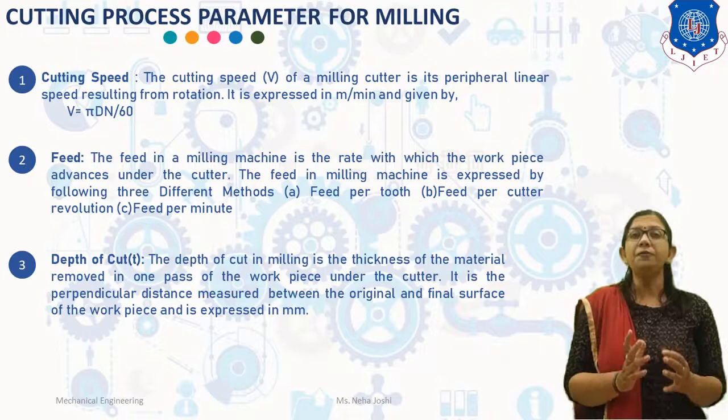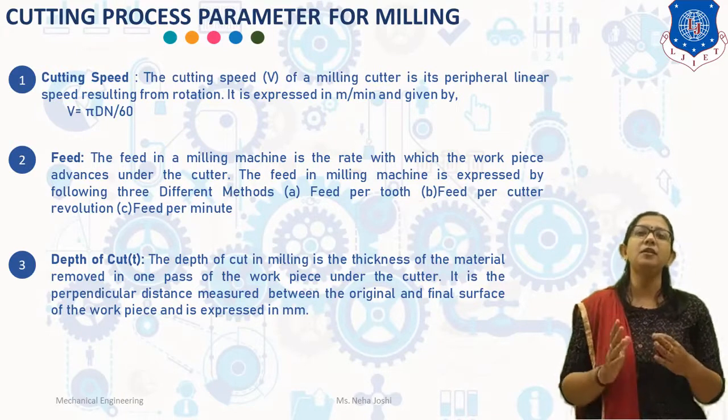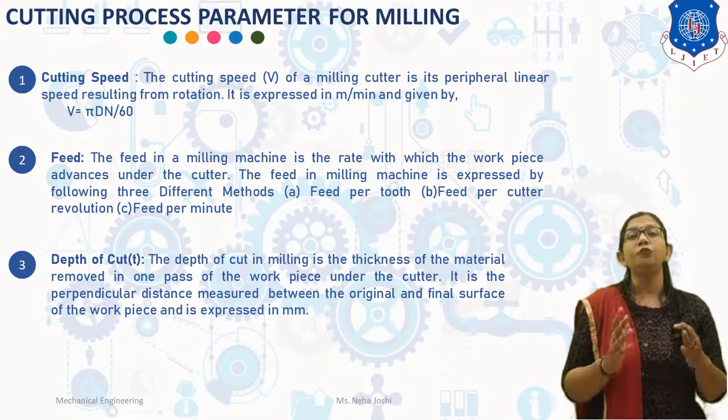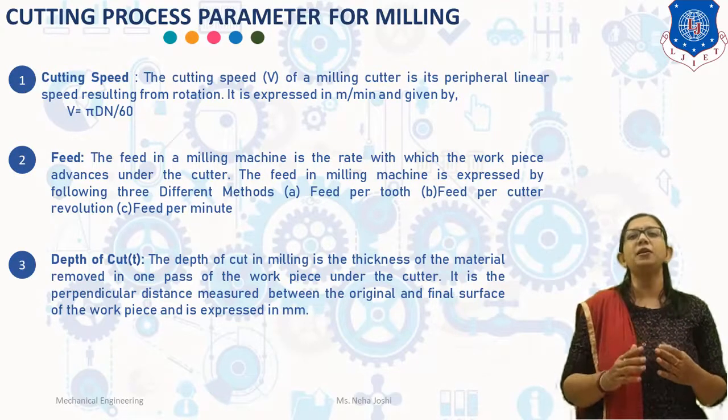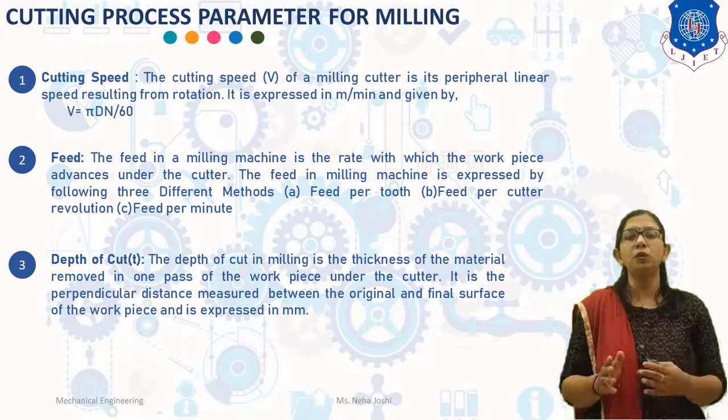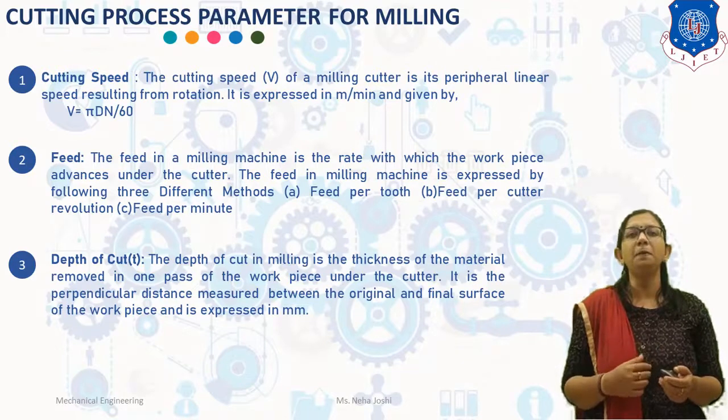The next cutting process parameter is feed. Now what is feed? The feed in a milling machine is the rate at which the workpiece advances under the cutter. The feed in the milling machine is expressed by the following three different methods. The first one is feed per tooth, the second one is feed per cutter revolution, and the third one is feed per minute.